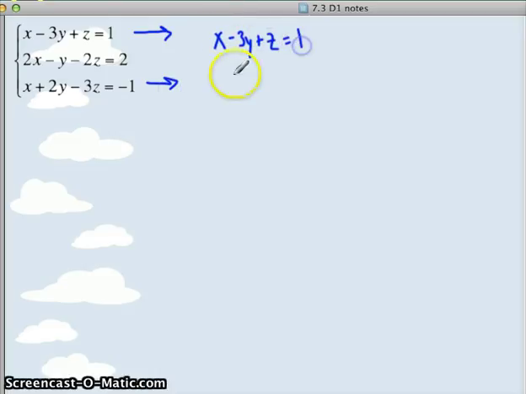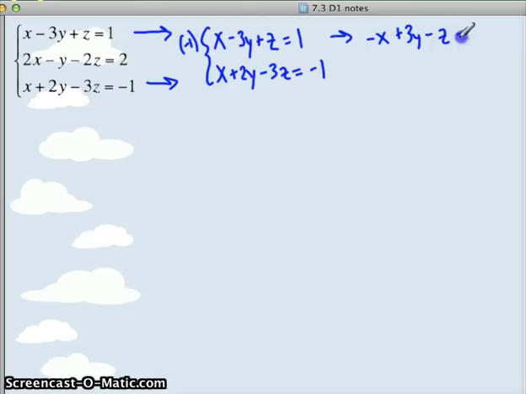And I chose those because if you look at the x's, they already have a 1 as a coefficient. So I'm going to multiply the top equation by -1. So now it's going to be a negative x plus 3y minus z equals -1. I'm going to leave the bottom equation the same. And now I'll be able to eliminate the x.